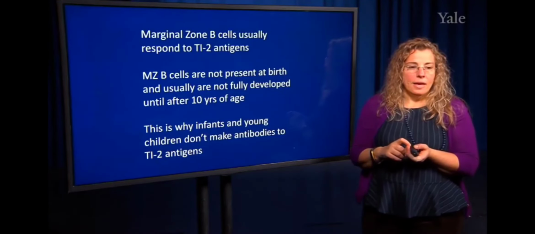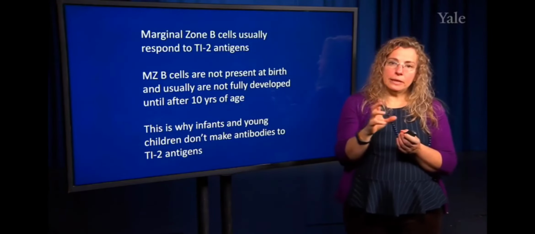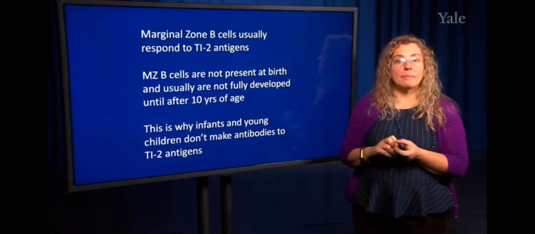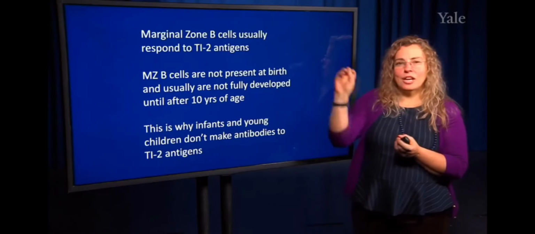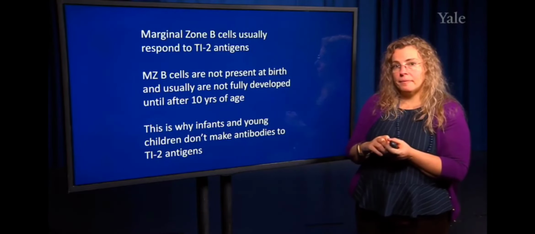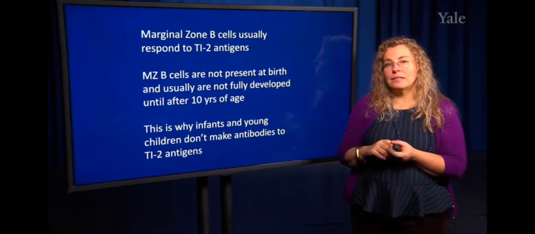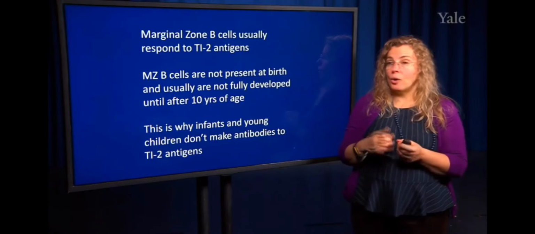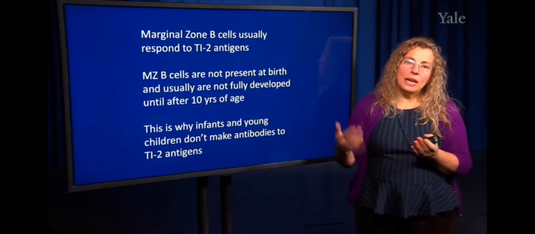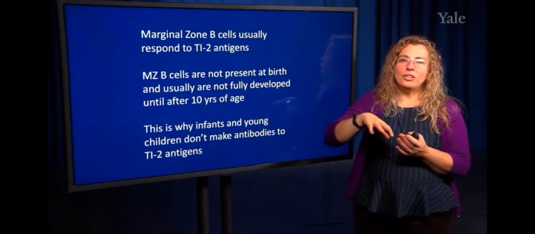Now, marginal zone B cells, which are found mostly in the spleen in humans, but also found in some lymph nodes, and in other animals like mice, only found in the spleen. Their job really is to respond quickly to antigens found in the blood. And they're very good at responding to T-independent type 2 antigens. However, when you're first born, you don't have any marginal zone B cells. And you start to develop them when you get to be a few years of age, and it's not really until after you're 10 years old that you have a full complement of marginal zone B cells.